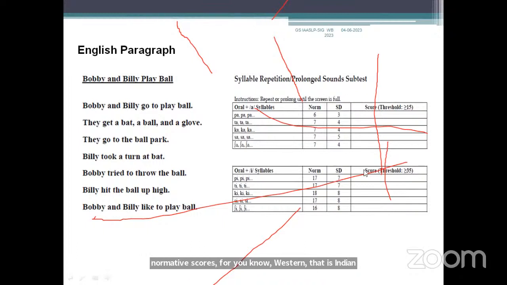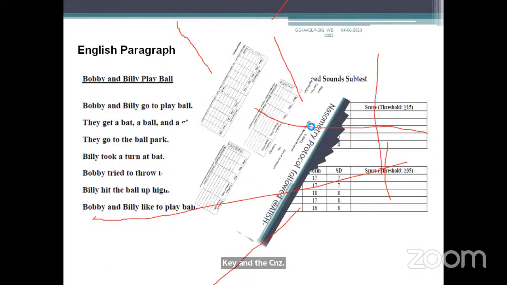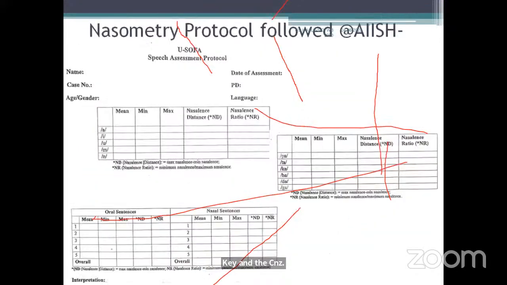English, what is the normative they have? For it, the norm is 6 and the SD is 3. Similarly, for all other consonants, P, T, K, and C and Z, what they have. Okay, so similarly we have it for other languages also. As we move on to the later part of the talk, I will give you the normatives of other available languages.